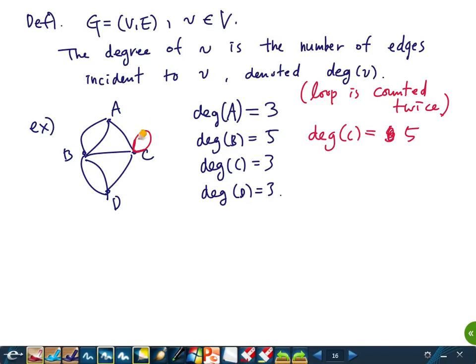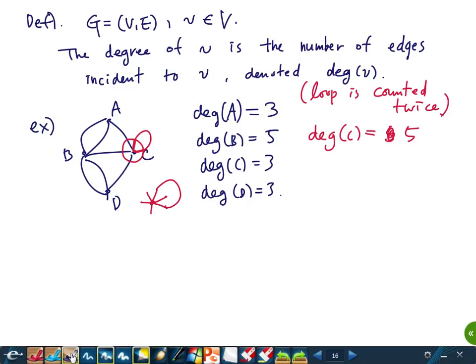In other words, if you look at only this part very closely, then the degree is really the number of things going out from this vertex, right? Because a loop goes out and comes back, so we count it twice. This will be helpful for our theorem.